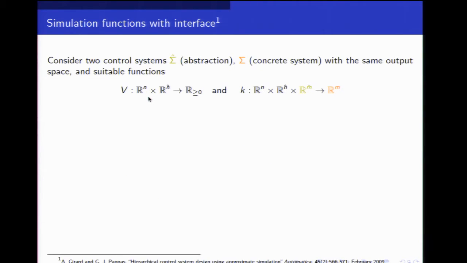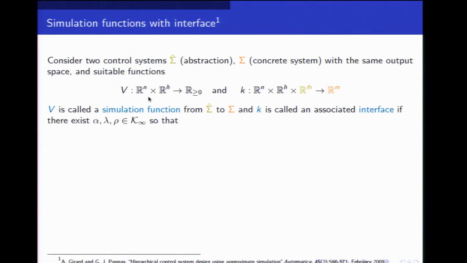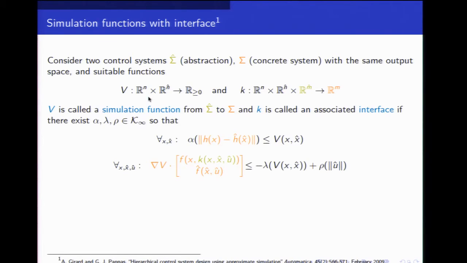In order to provide the relation between two concrete systems, there is a notion called simulation function, with the interface introduced by Antoine Girard and George Pappas. Consider two control systems: sigma hat, which we call the abstraction, and sigma, which is the concrete system. They have the same output space. Assume we have two suitable functions, V and K. V is defined on the product of the state spaces of these two systems and goes to the non-negative real numbers. V is a simulation function from the abstraction to the concrete, and K is called an associated interface, if there exist these class K infinity functions such that you have these two conditions.